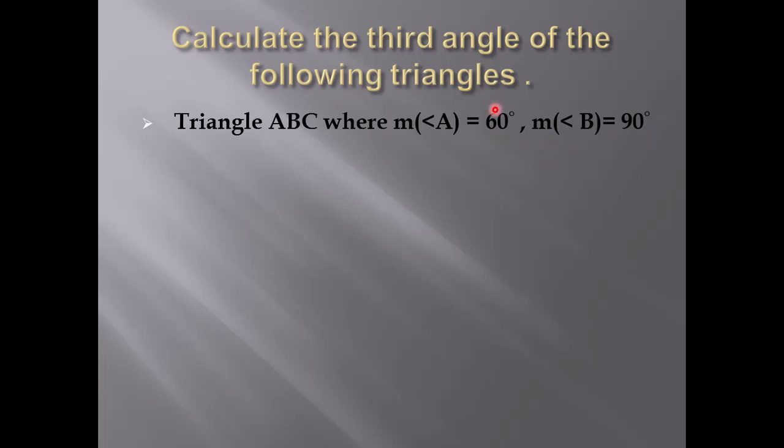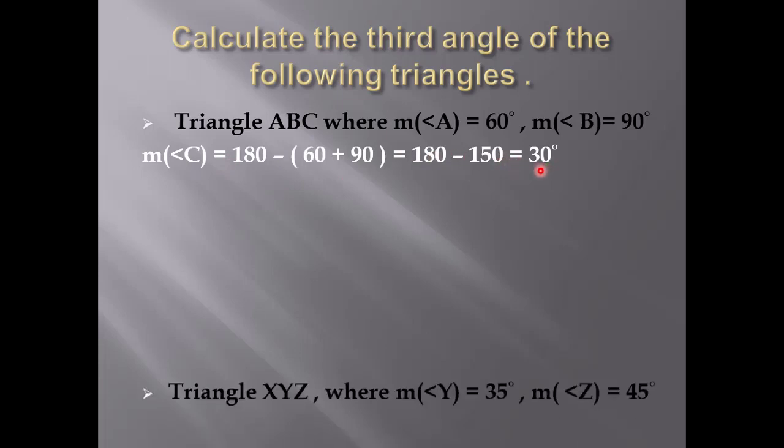But what is the measure of the third one? We said before the summation should be 180. So I'll add 60 plus 90, then I'll subtract the result from 180. So 180 minus 60 plus 90. Add 60 plus 90 at first, 150. Then 180 minus 150 equal 30. So the third angle is 30 degrees.